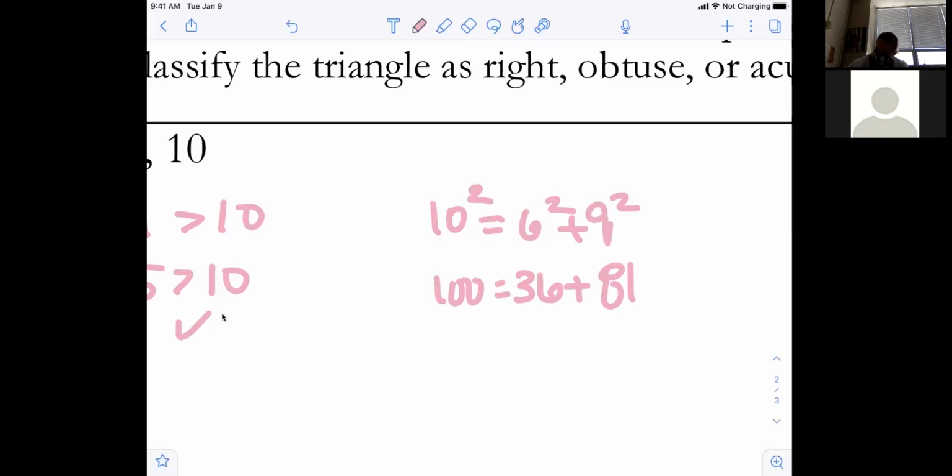Now I'm going to do 36 plus 81. To be honest, you don't even have to do that because we know that that's going to be bigger than 100, right? There's no way I'm going to add 81 and 36 and get something smaller than 100. But if you weren't sure, you can still add it together. It equals 117.